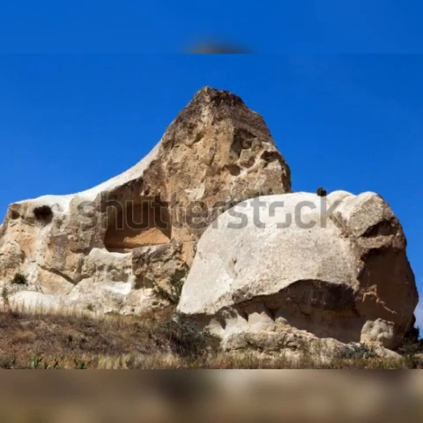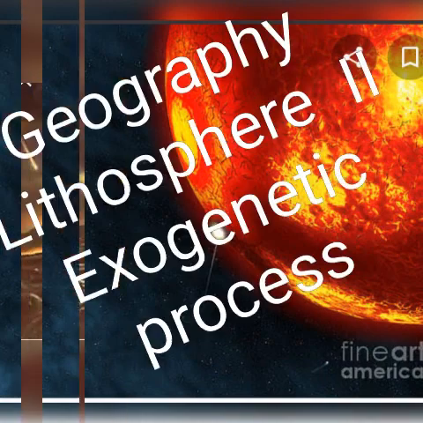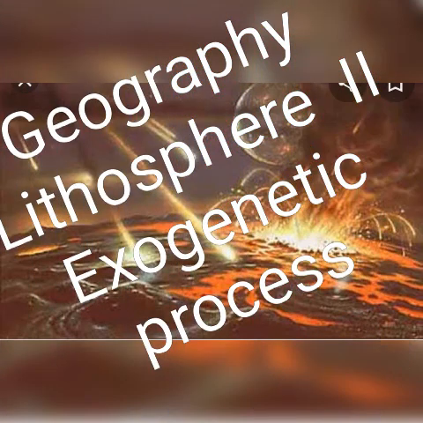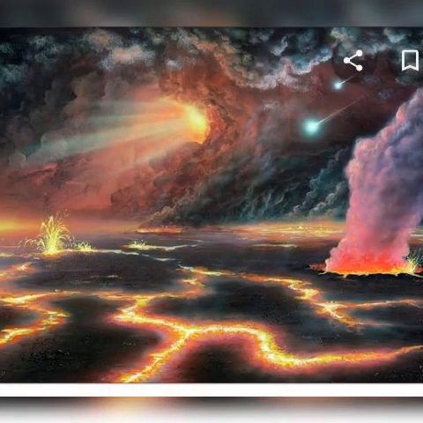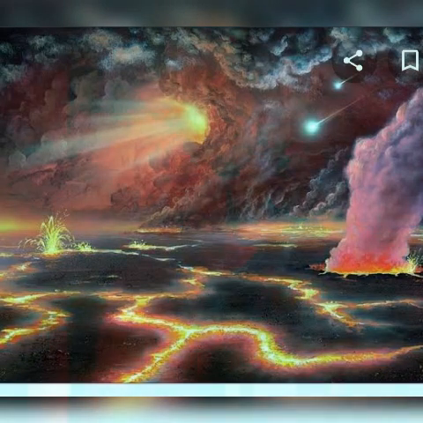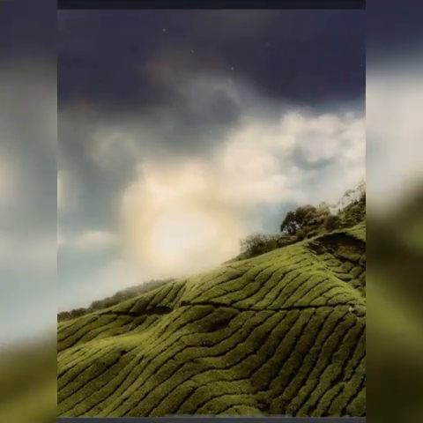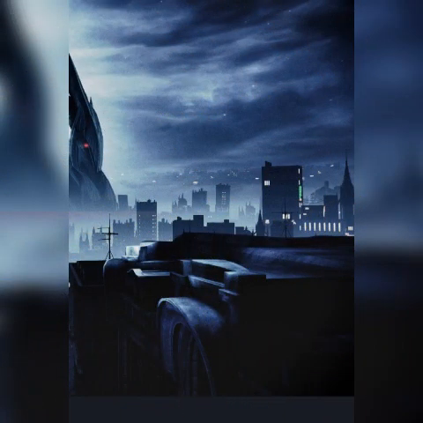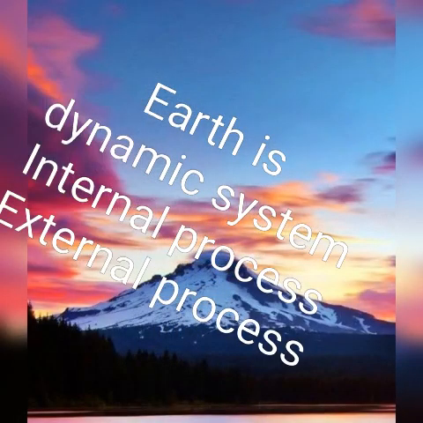Today we have to study about geography, second lesson, lithosphere second, exogenetic process. In this lesson we have to study about the various external processes of the earth, that are the different types of weathering and the resultant features, and how the weathered materials are transported by different agents. The features formed by erosion, transportation and deposition of natural agents.